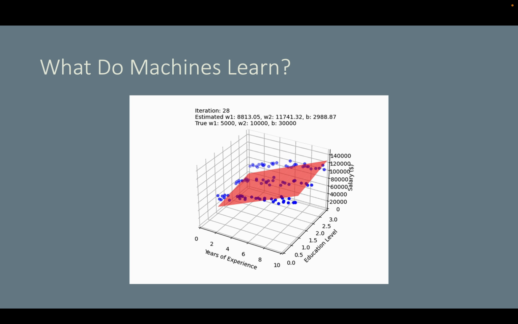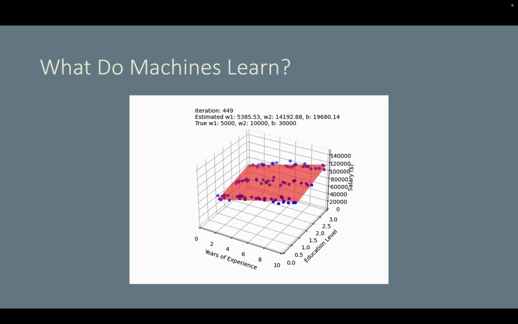As you can see, it will adjust its guesses, this time by moving and tilting the plane until it better fits all the training data, the blue dots. With each adjustment, it checks how well its current plane fits the actual data and then makes corrections. It slowly starts to learn how both experience and education affect salary. Just as before, after many adjustments or iterations, the machine finds the plane that best fits the data. Again, it is not perfect, but it is useful. Now it understands the combined effect of years of experience and education level on salary.